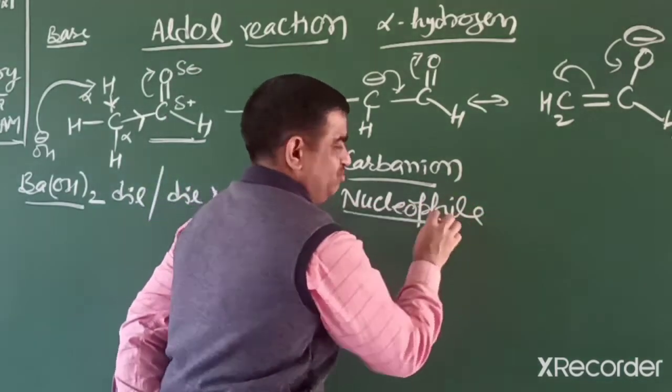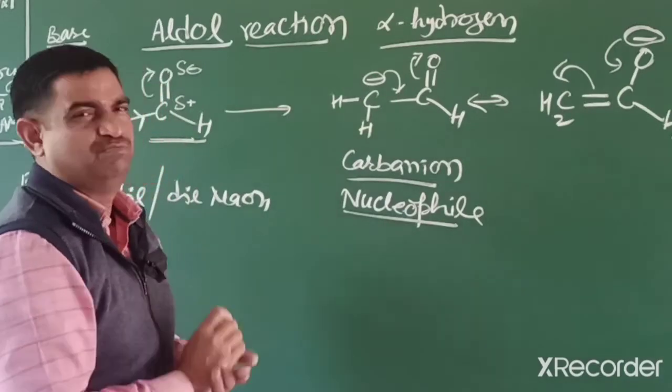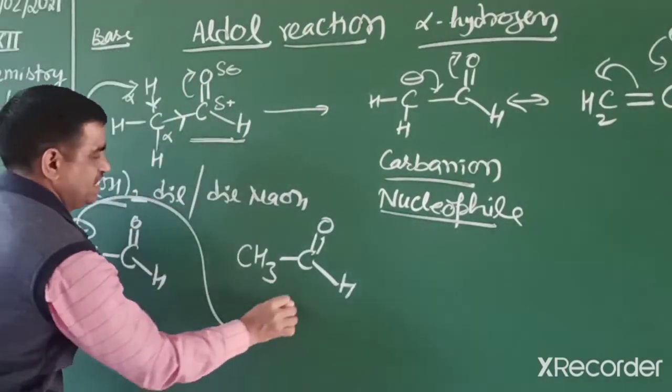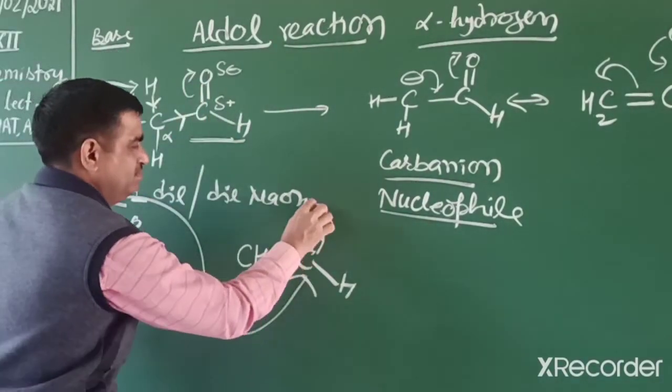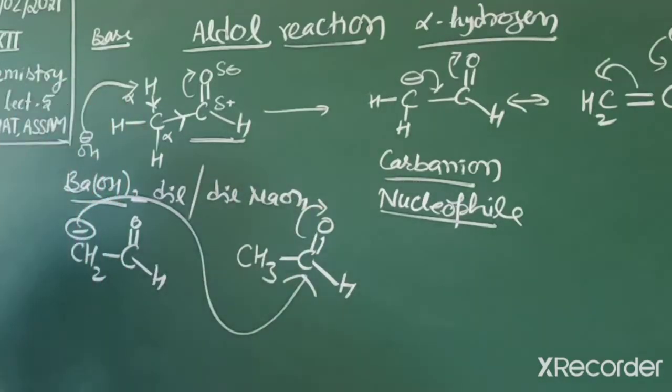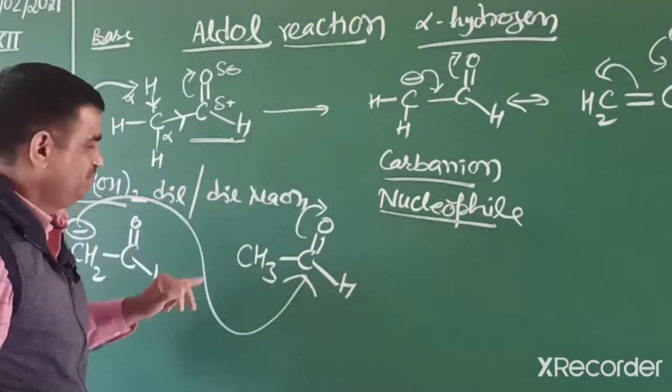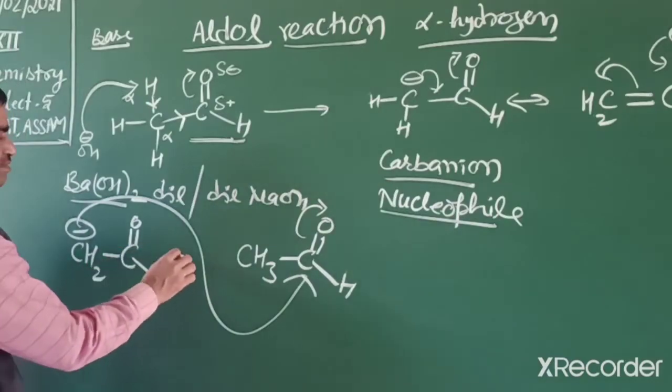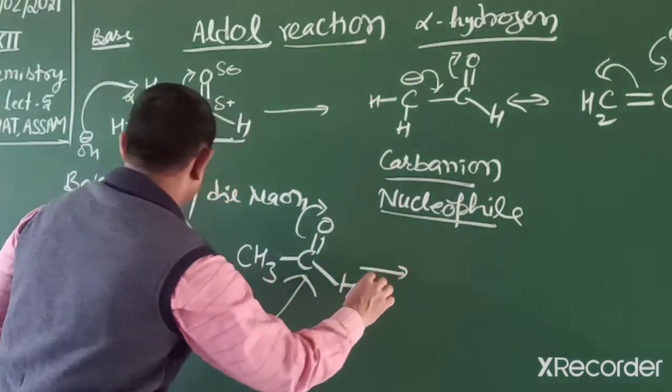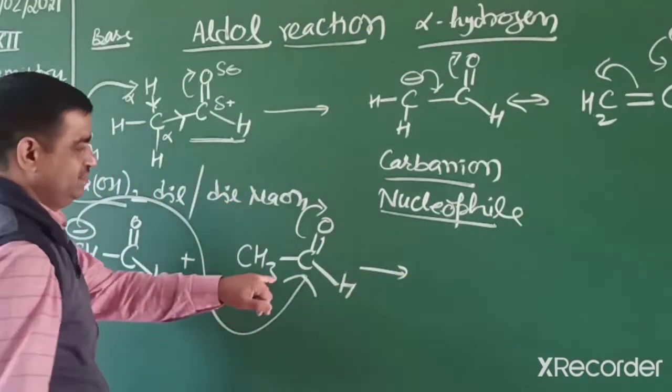So this nucleophile attacks another molecule of the same compound, either from the top or bottom. Why? Because this carbon gets negatively charged and the hydrogen is easily abstracted by the base. So it acts as a carbanion or a nucleophile and attacks another molecule. So what happens? We can write the reaction in this way.